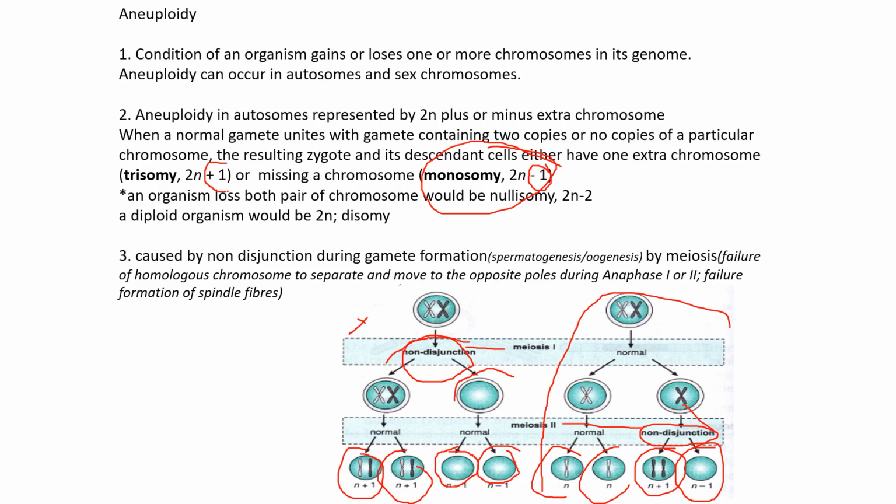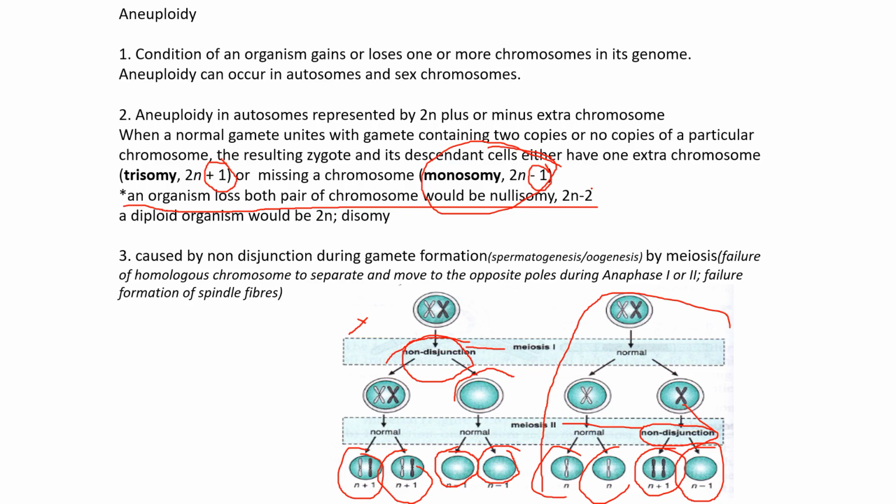And 2n plus 1 means that organism is a diploid organism that has one extra chromosome. And an organism that lost both pair of chromosome would be nullisomy, 2n minus 2. And a diploid organism would be 2n, disomy. So all of us are disomy.